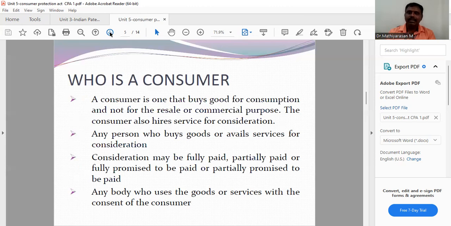Who is a consumer? A consumer is one who buys goods for consumption and not for resale or commercial purpose. The consumer also hires services for consideration. Any person who buys goods or avails services for consideration. Consideration may be fully paid, partially paid, fully promised to be paid, or partially promised to be paid. Also anybody who uses the goods or services with the consent of the consumer.